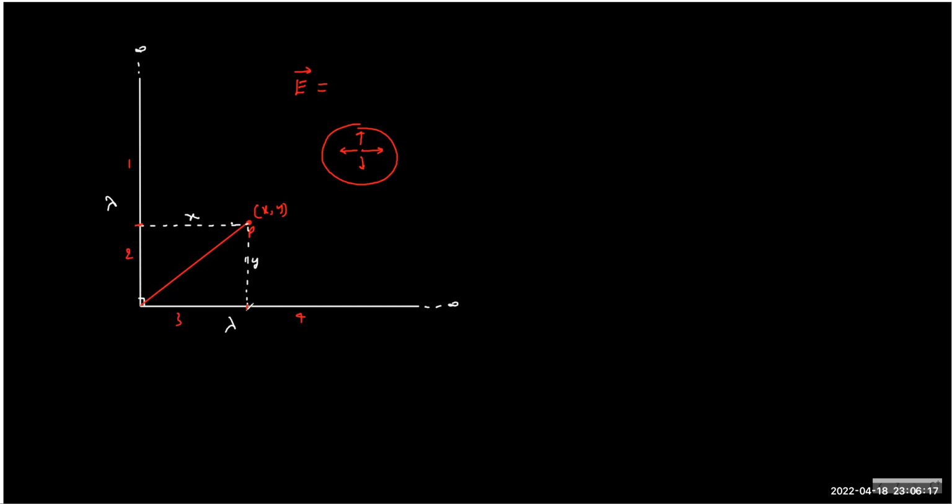So it means there is no role for the rest. So this is as good as finding the electric field at a point P at the corner of a rectangle. Okay, so now I can call it only 1 and 2.